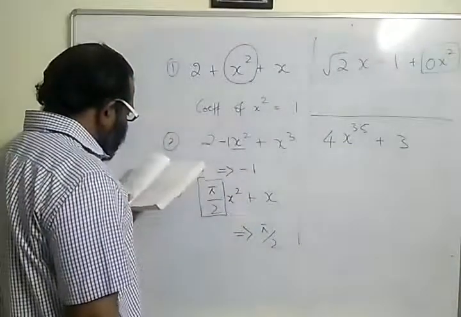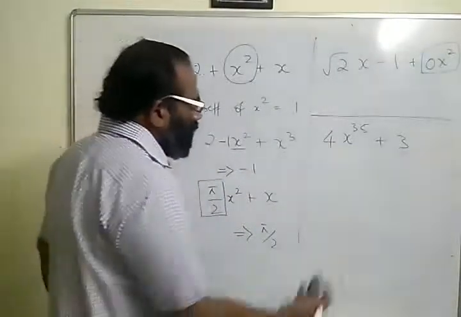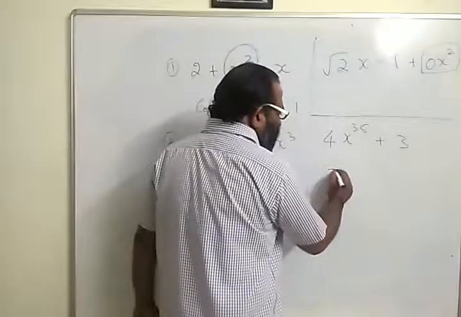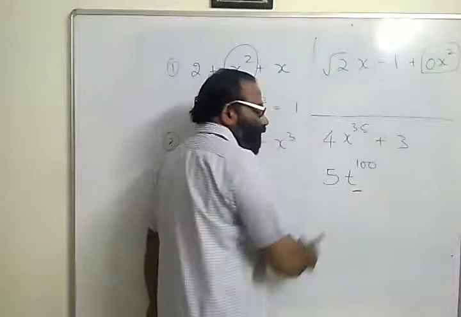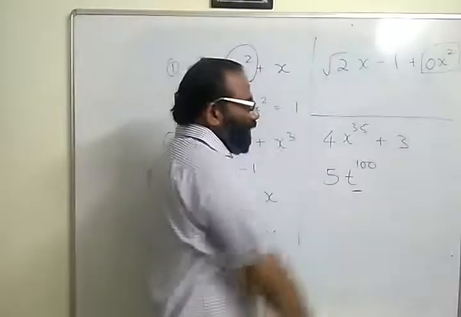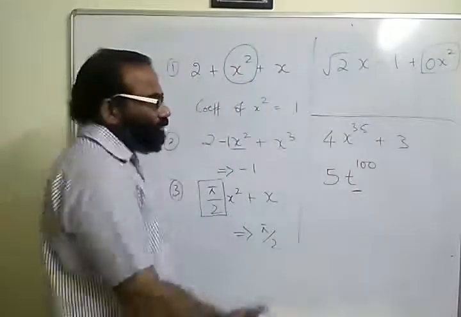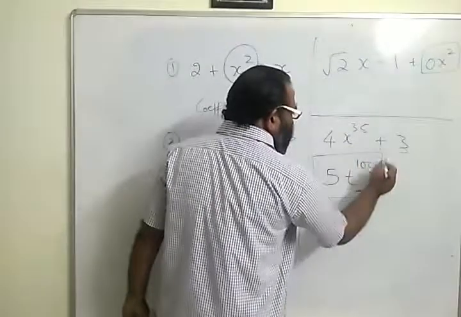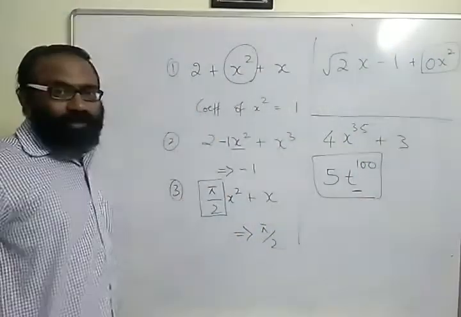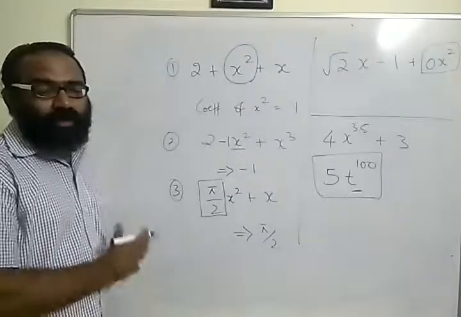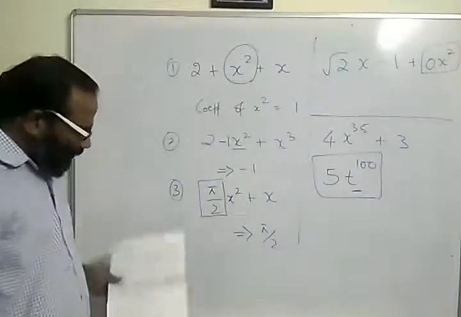Now the next question. And a monomial of degree 100. Monomial of degree 100. 5t to the power 100. The variable is t and the power is 100. And the monomial is only one term here. So you can make your own answers. This is not the only answer. There can be infinite possibilities for all these.